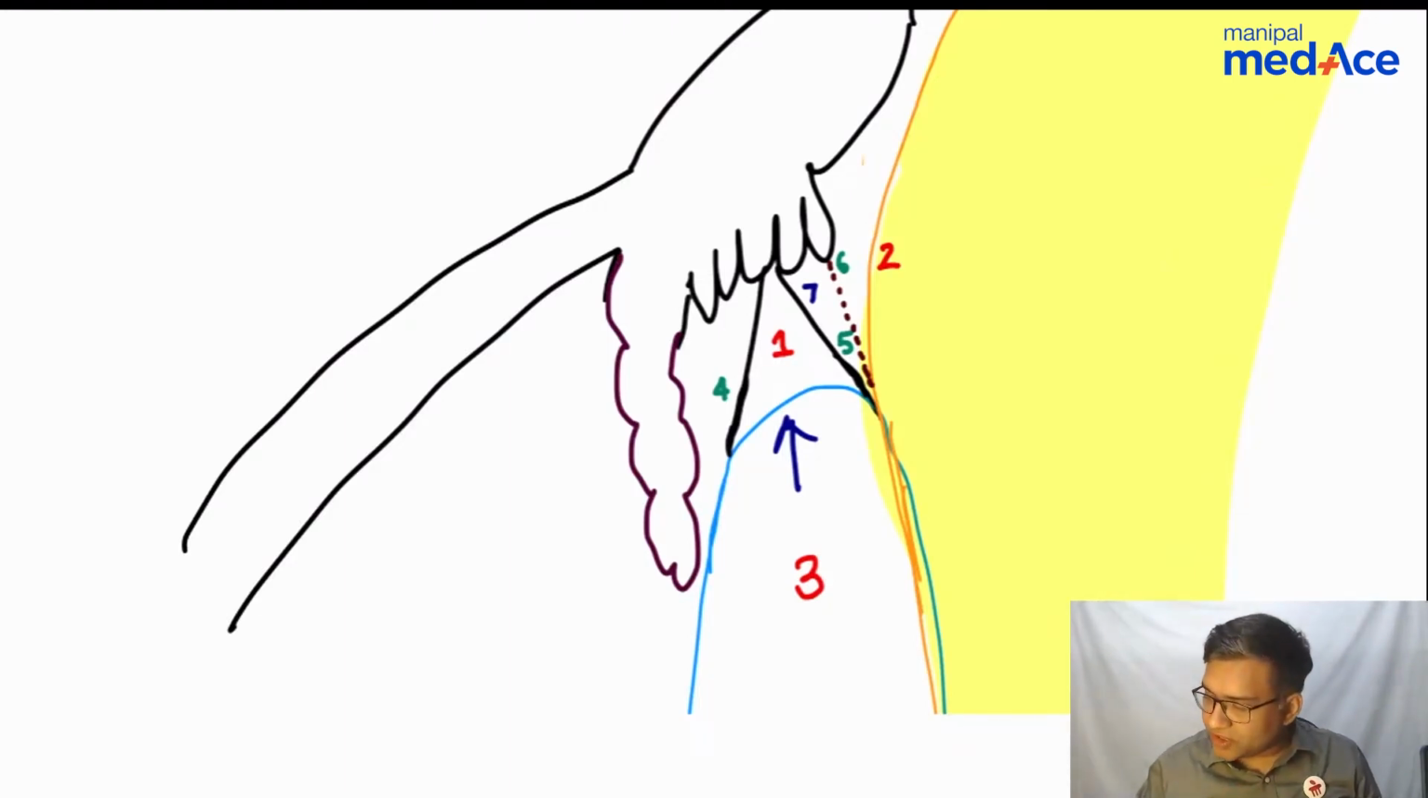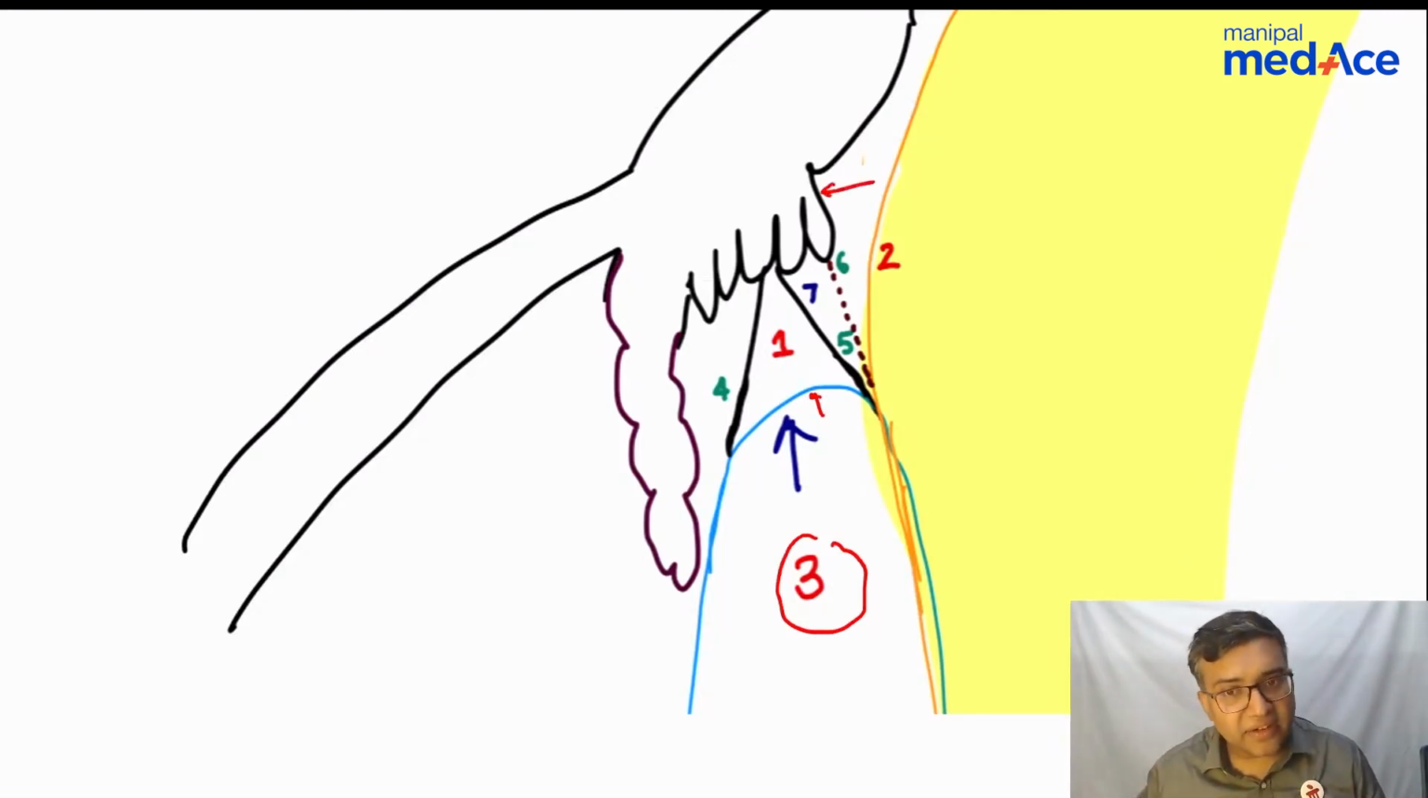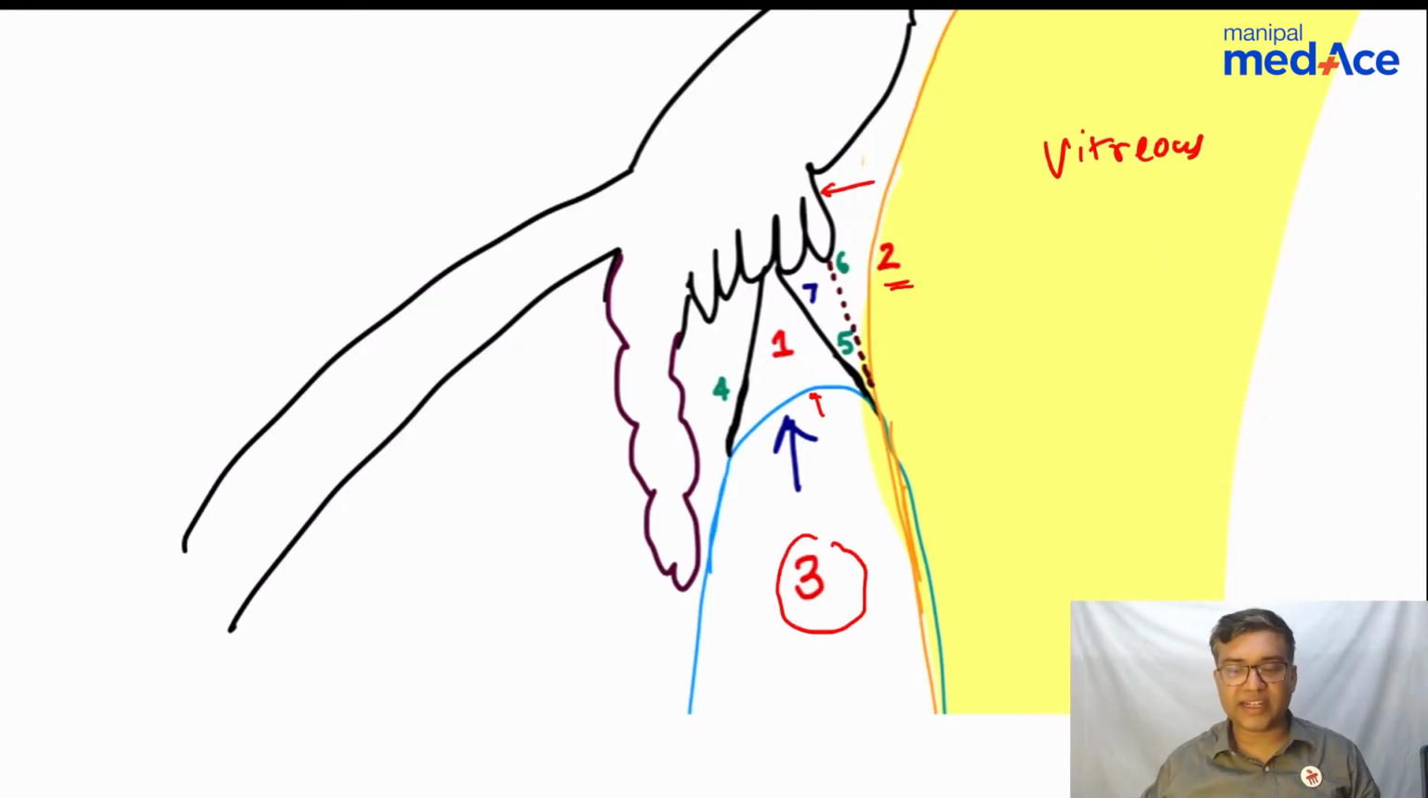So first of all, you are seeing this point 3. This is the lens and this is the equator of the lens. Now the second thing you can see here is that in this area we have the various ciliary processes. Can you see the finger-like extensions? These are the ciliary processes. Then this is 2. So what is this 2? This is the vitreous, and this is the anterior part of the vitreous, that is called the anterior hyaloid face.